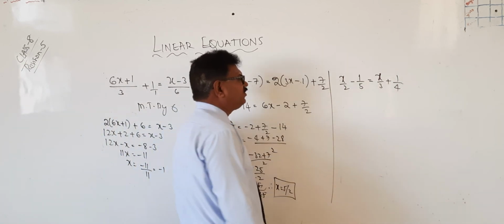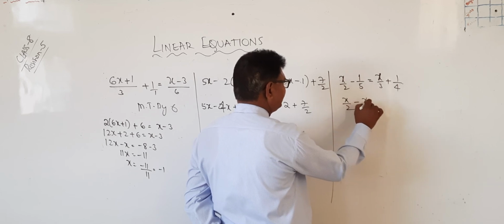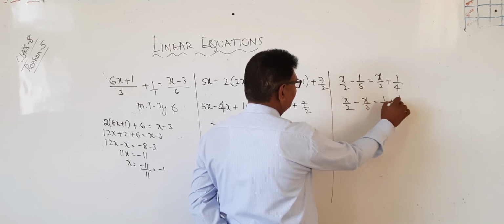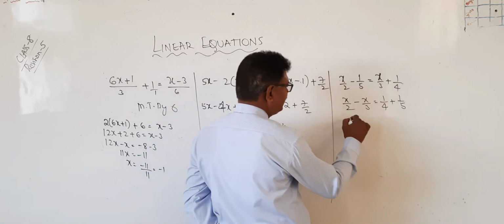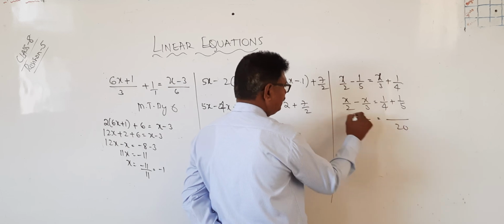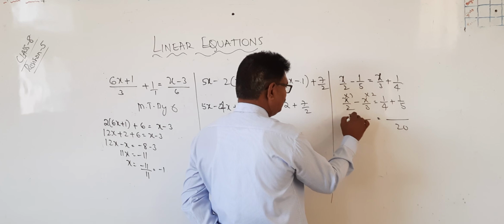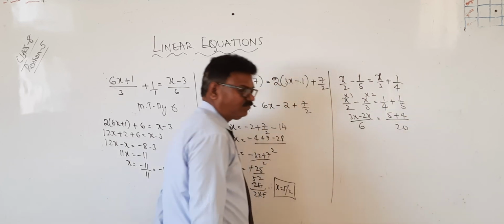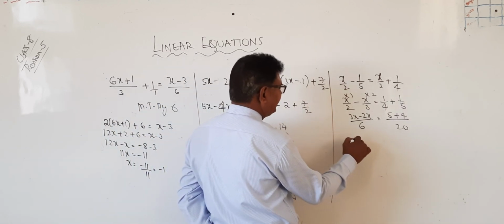So the next problem is also like that only. x by 2 plus, it is nothing but minus x by 3 is equal to 1 by 4, minus will become plus 1 by 5. Okay? Now here what is the LCM? 6 is the LCM, here 20 is the LCM. Simple, 2 into 3 and 3 into 2. 3x minus 2x here, 5 plus 4. Now very simple, 3x minus 2x is x.